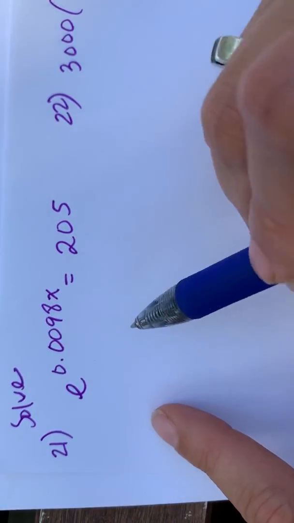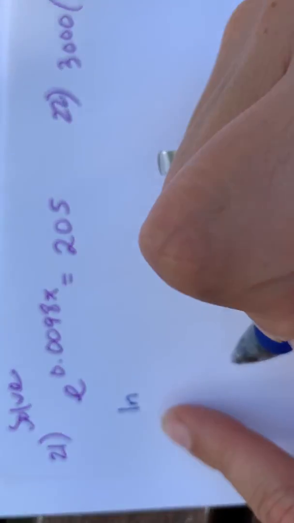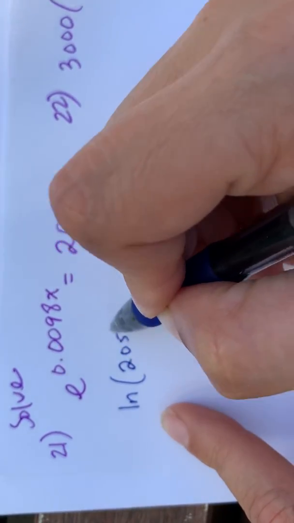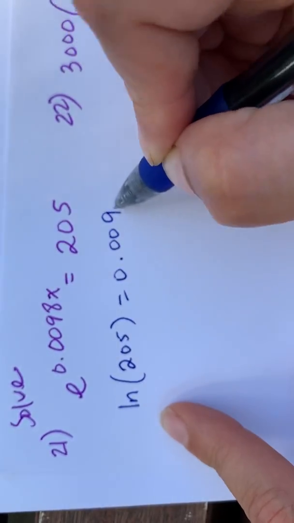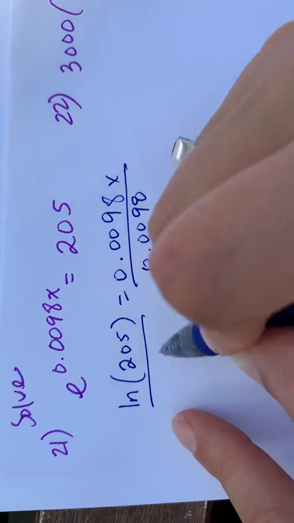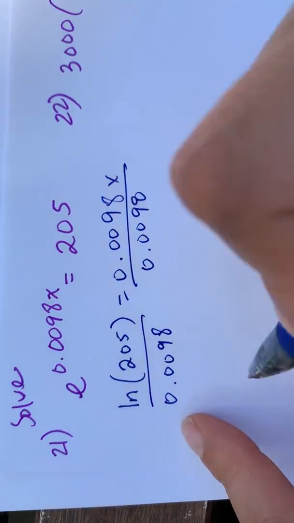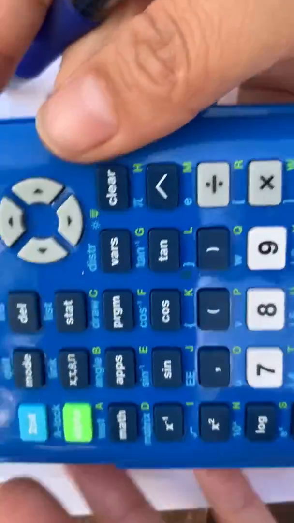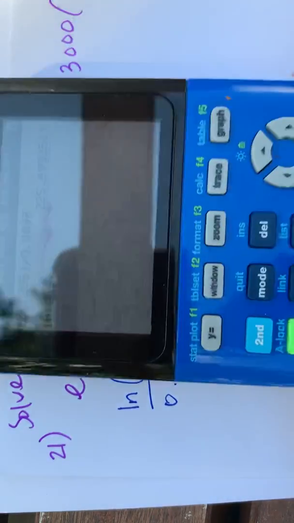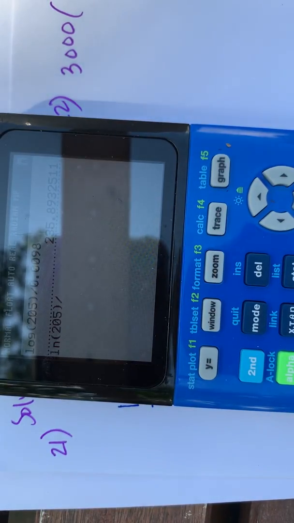I can't make the bases the same, but now instead of writing log, I'm going to use natural log because that has an implied base E. So it's natural log of 205 is equal to 0.0098x. You're still going to divide by 0.0098, and then this one, you're not going to hit the log button, you're going to hit natural log, but we're going to watch something kind of interesting happen here. Natural log of 205 divided by 0.0098, and different answer. Why would that be?